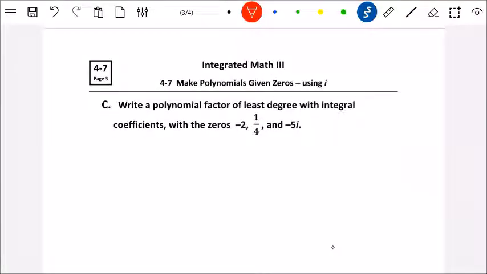Now we have a different type of problem. First, it's easy to see it. This is going to have the conjugate with the 5i. But now let's take a look at that 1/4. I'm going to work with it over here.